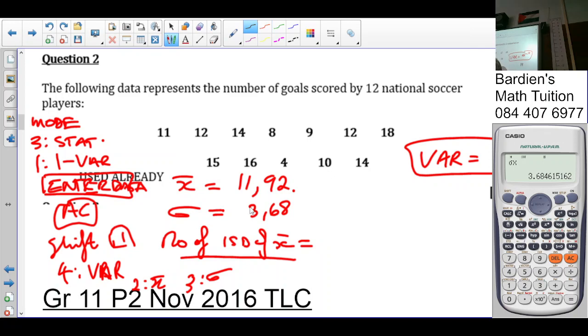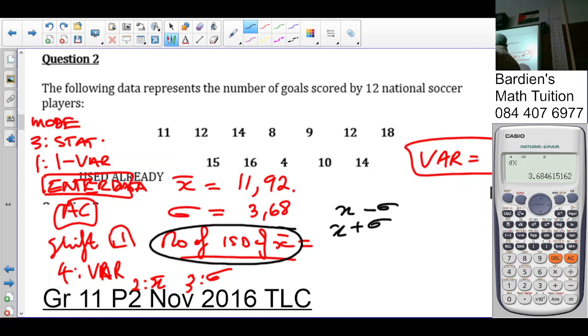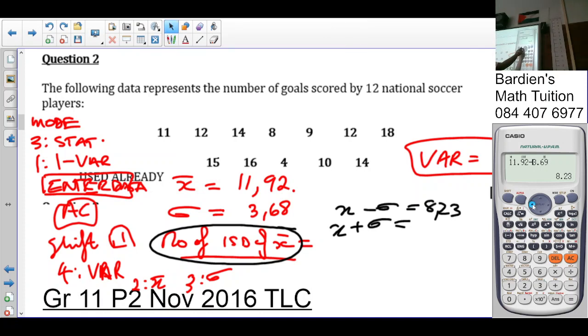Now to come back to this question, we are asked for the number of players or scores that lie within one standard deviation of the mean. You work out your mean plus your standard deviation and your mean minus your standard deviation. So we set up a range here. Our mean, which is 11.92 minus 3.69 gives us 8.23, and then plus gives 15.61.